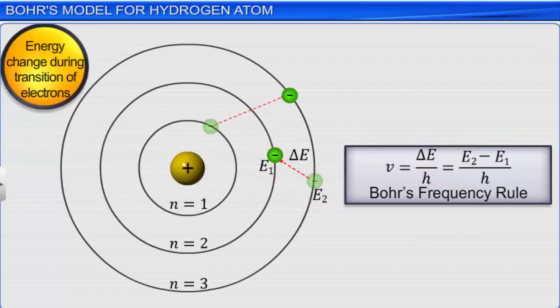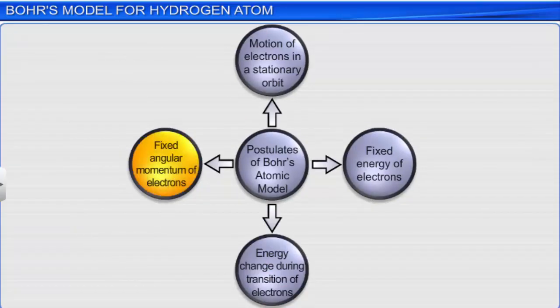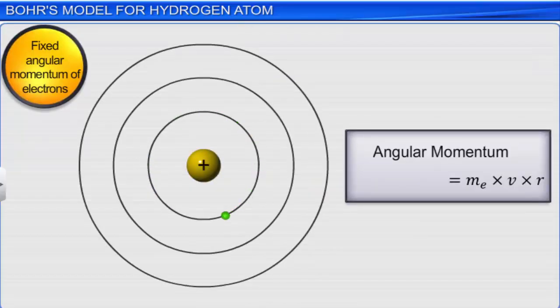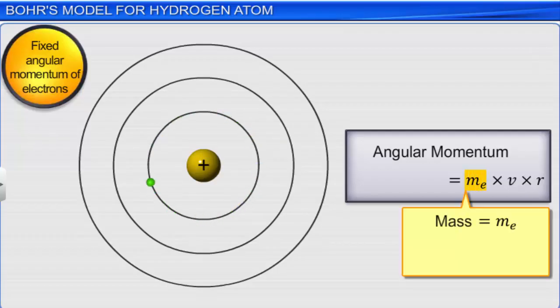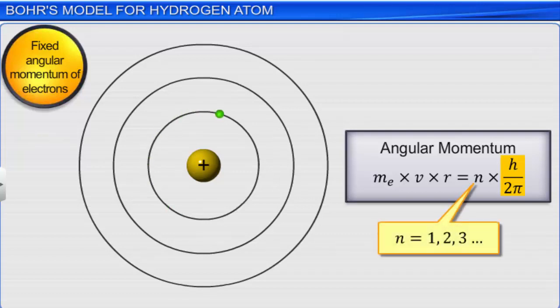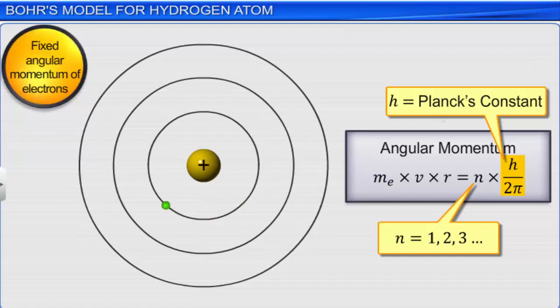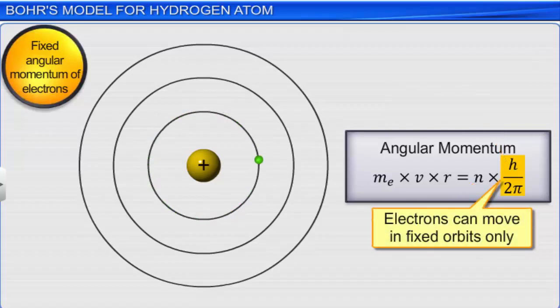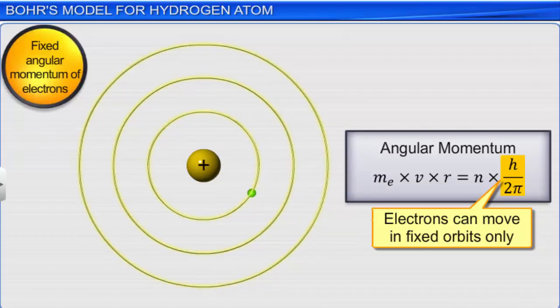The fourth postulate states that an electron moving in a circular orbit has an angular momentum equal to the product of its mass me, linear velocity v, and radius of orbit r, which can be expressed as an integral multiple of h divided by 2 pi, where n is an integer that has the values 1, 2, 3, and so on, and h is Planck's constant. Since angular momentum can only be an integral multiple of h divided by 2 pi, only certain fixed orbits or stationary states are allowed for electrons to move around the nucleus.